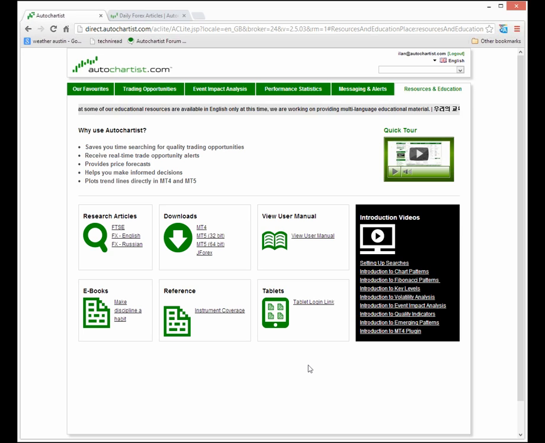Of course, back to the platform itself. On the far right hand side, you will find a resources and education section. And in the resource and education section, you'll find a lot of useful downloads. I'll just wait for your screens to refresh. You'll find a lot of useful downloads, some introductory videos in multiple languages. Please read our user manuals, our ebooks, and all our educational material and educational videos. And that, in 47 minutes, is Autochartist for Dummies.